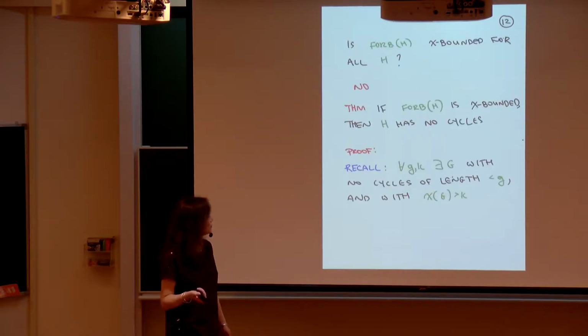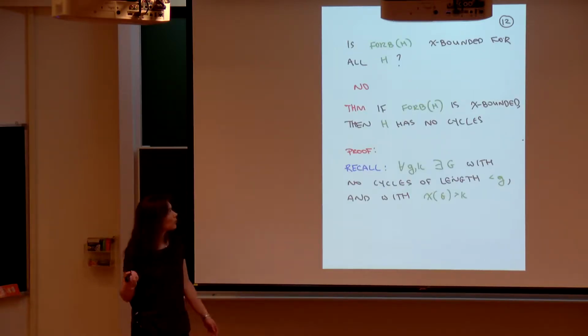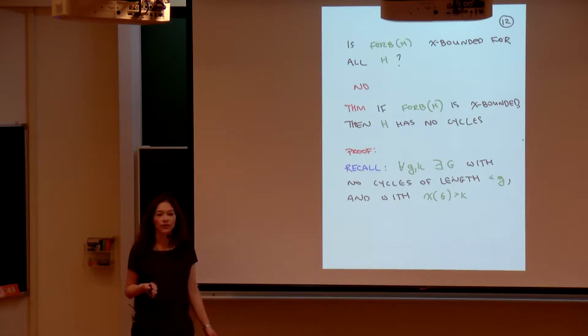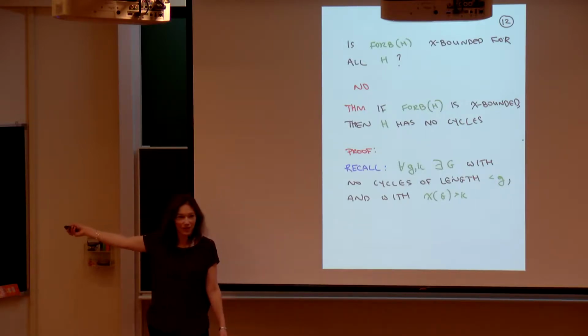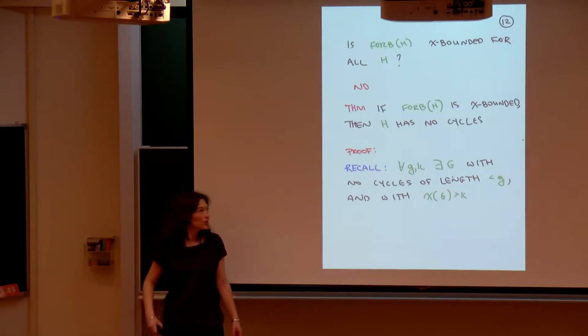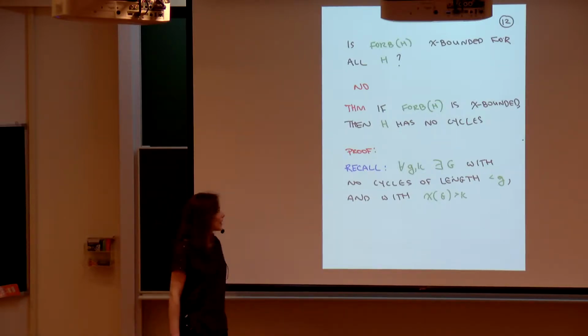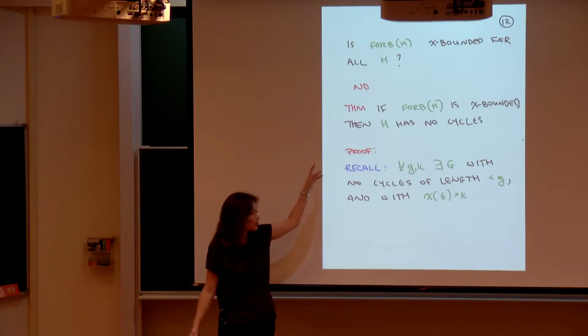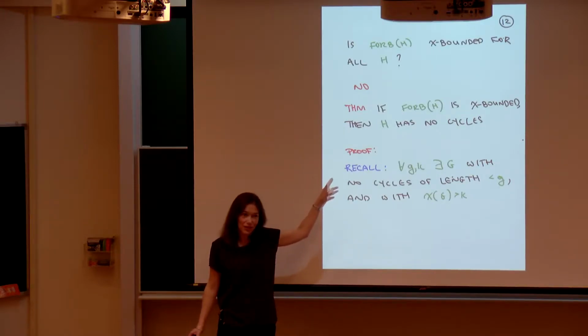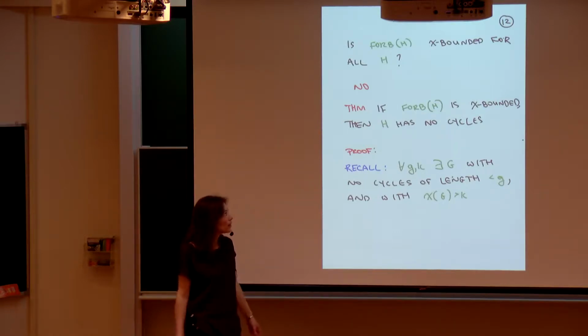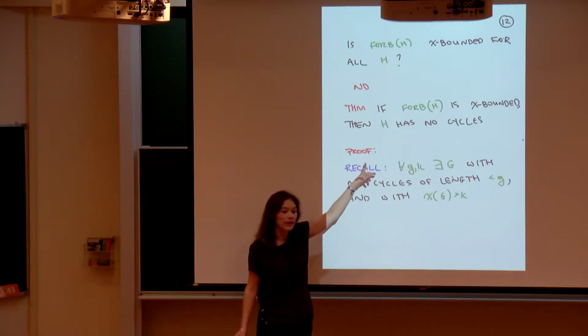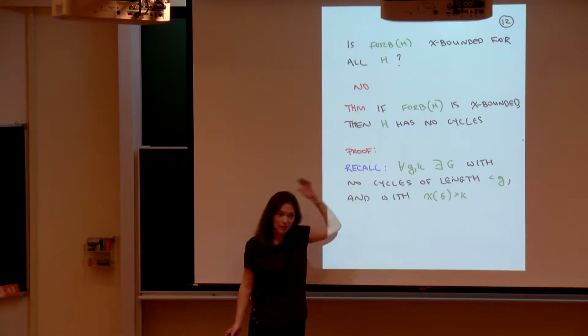Okay, so is it possibly true that Forb(H) is chi-bounded for all H? And the answer is no, because take H to be a triangle. These graphs don't have triangles, and it's not a chi-bounded family. So that's completely false. But in fact, you can prove that there are very few H's, if any, for which Forb(H) is chi-bounded, because if Forb(H) is chi-bounded, then H has no cycles. And why is that?